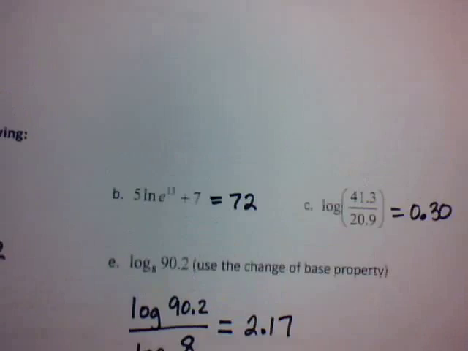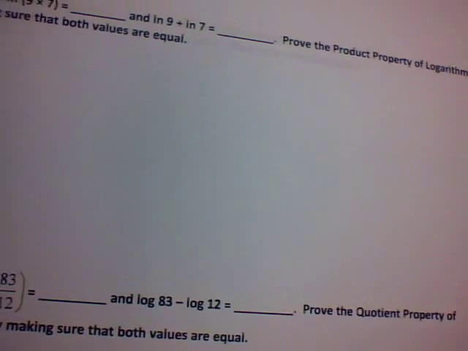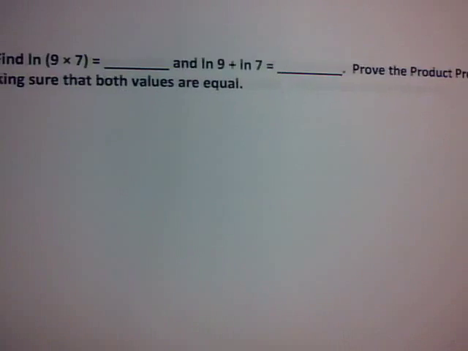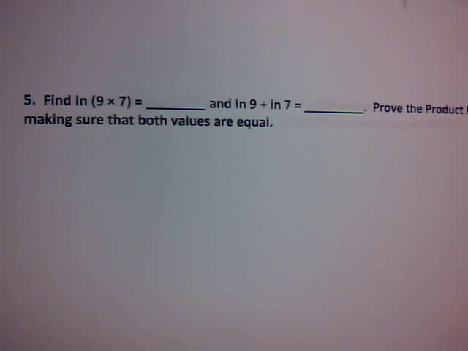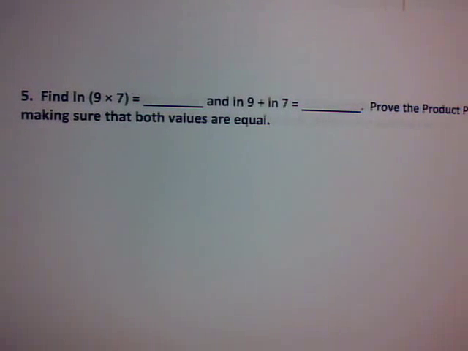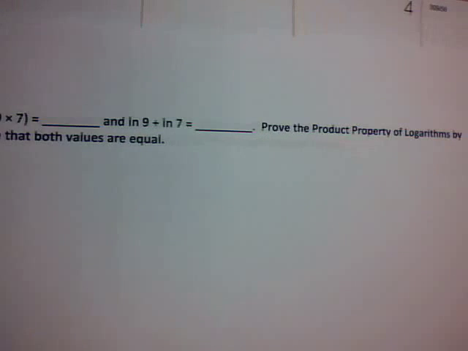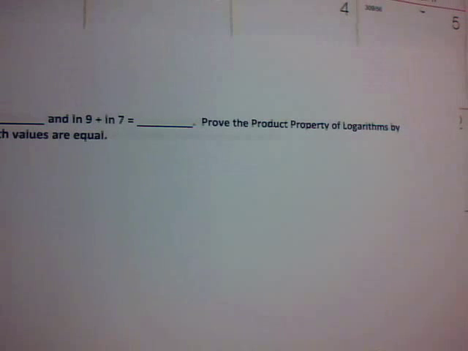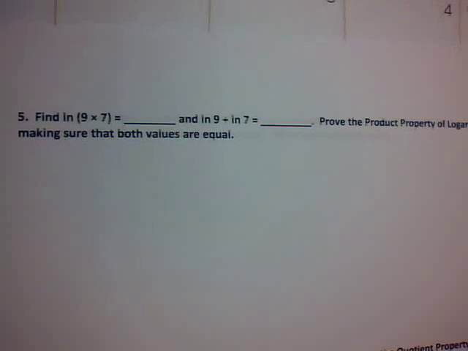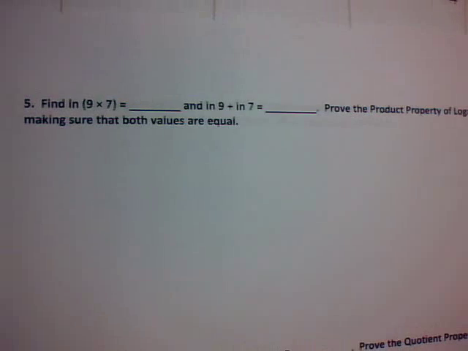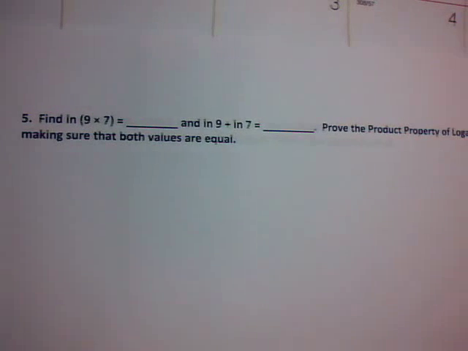Okay, question number 5. Here we're going to find ln of 9 times 7 and ln of 9 plus ln of 7, and we want to prove the product property of logarithms by making sure that both values are equal. All right, we're going to do ln of 9 times 7.